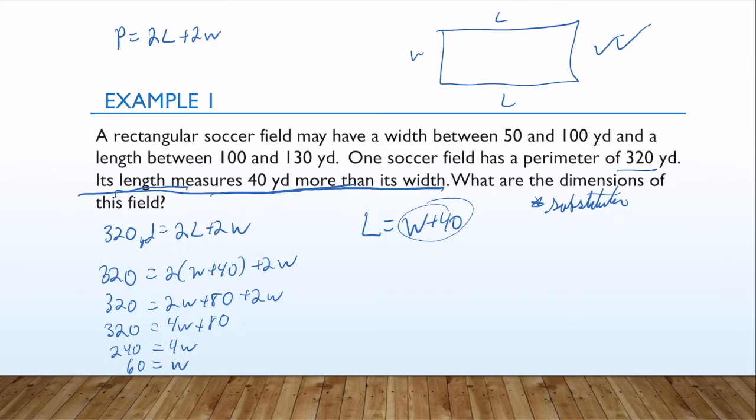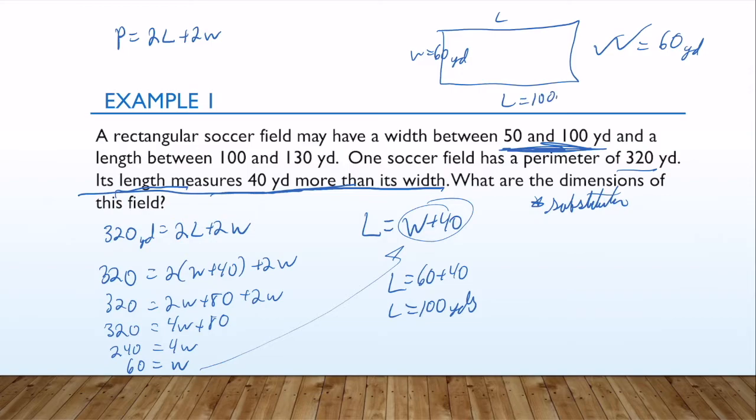So now, and that is correct, right? We can have a width between 50 and 100 yards. So my width is 60 yards. It's asking me both dimensions, so I need to solve for the length by substituting back in. Length equals 60 plus 40, so my length is 100 yards. So the dimensions of this soccer field are 60 by 100 yards.